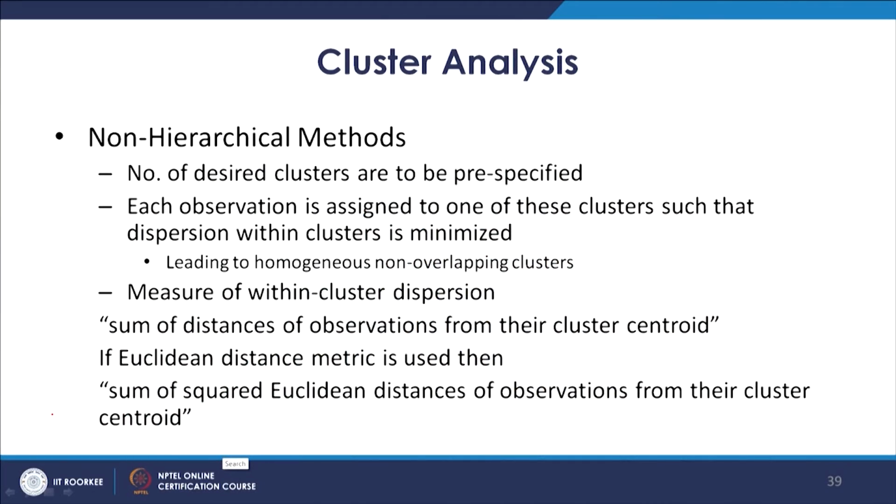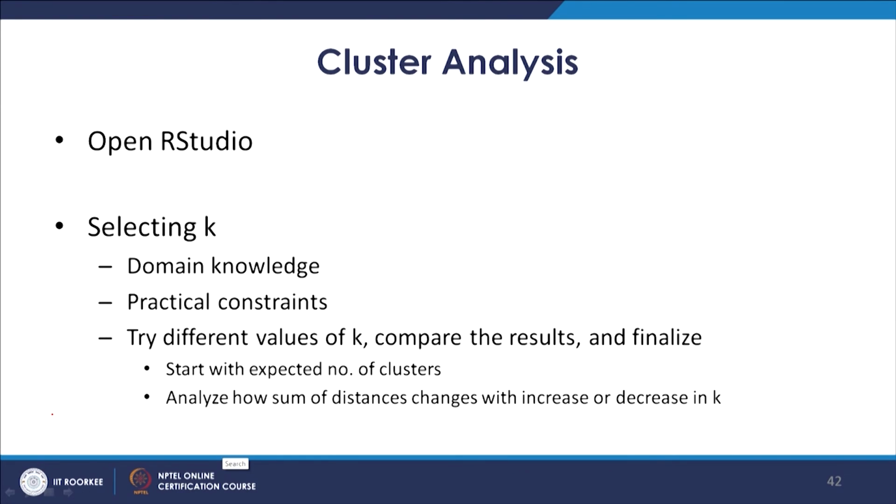As we talked about in the previous lecture, let us have a look at it again. In non-hierarchical methods, we try to minimize the within cluster dispersion, the sum of squared distances of observations from their centroid. This is the measure that is typically used. Keeping this measure in mind, if we are trying out different values of k, then we can analyze how this sum of distances is changing, because that is the metric we use in k-means clustering, where we look to minimize the dispersion. Depending on this comparison, the k value for which this sum of distances is lower, probably we can go with that value of k. So these are different ways in which we can select an appropriate value for k.